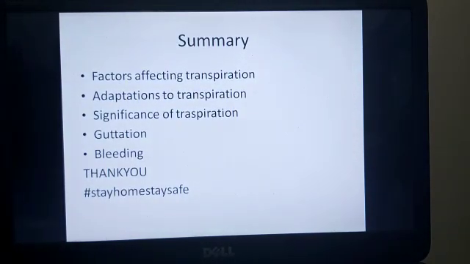So let us summarize very quickly what we have seen in today's module. In today's class we have seen the factors affecting transpiration, adaptations to reduce transpiration, significance of transpiration, and we saw guttation and bleeding as well. This ends the chapter. In the next class, I am going to start with the new chapter.